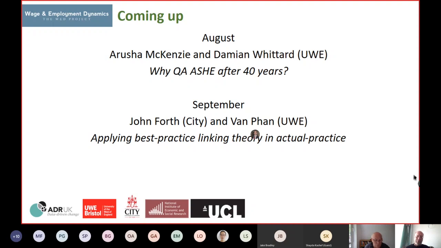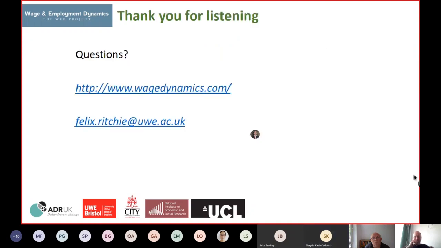And then in September, John Forth and Van Fan will be going through and looking at the census linking. Again, we started from an ideal world, but we have to work with institutional constraints. How do we work with this? How do we develop this? And that, I think, is the end. So I'm going to relinquish control from that and take questions.